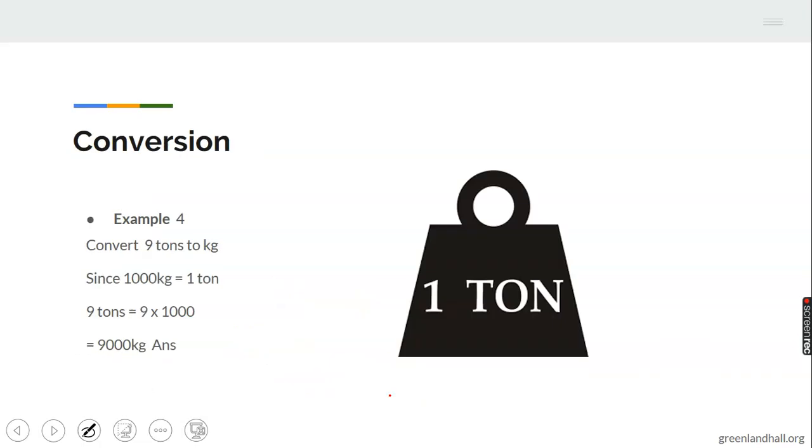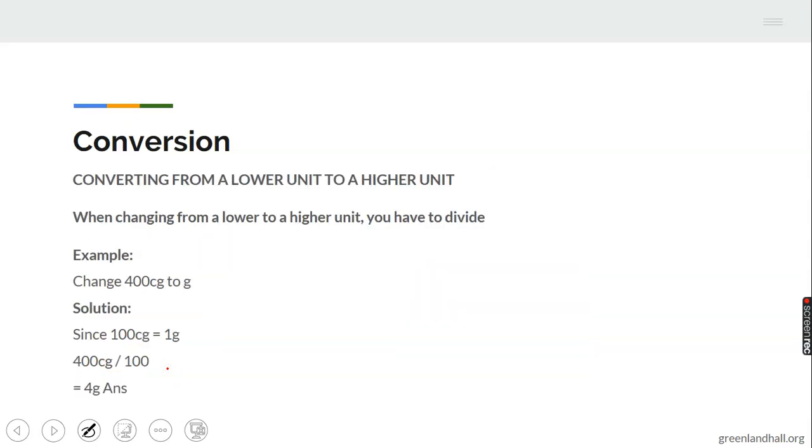Okay, look at this. Convert 9 tons to kilogram. And take notes. You must note your conversion. 1000 kilogram is 1 ton. So 9 tons will be 9 times 1000, and that's what? 9,000. 9 times 1000 will give us 9,000. So if we want to convert from a higher to a lower unit, we multiply.